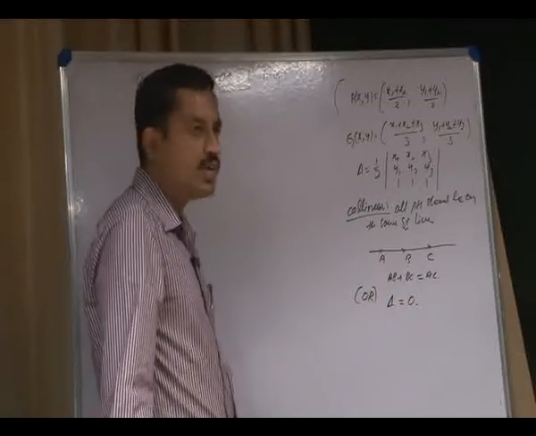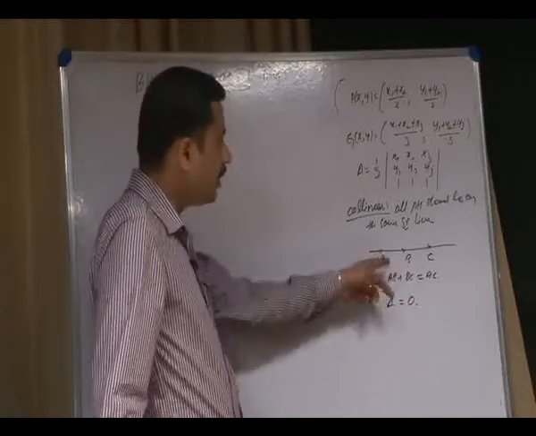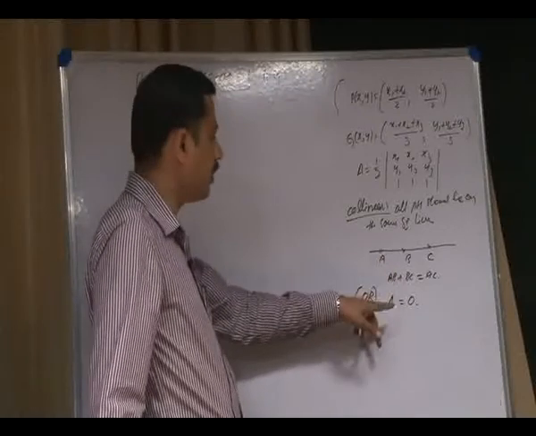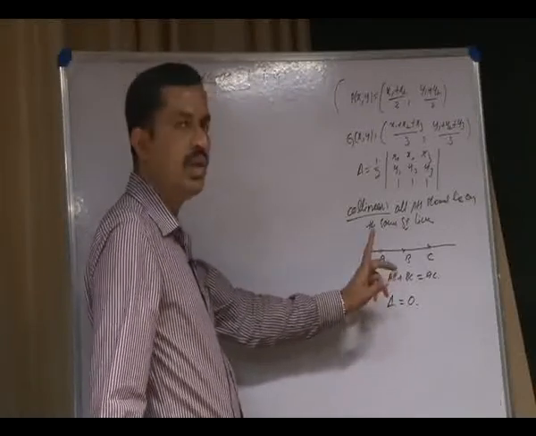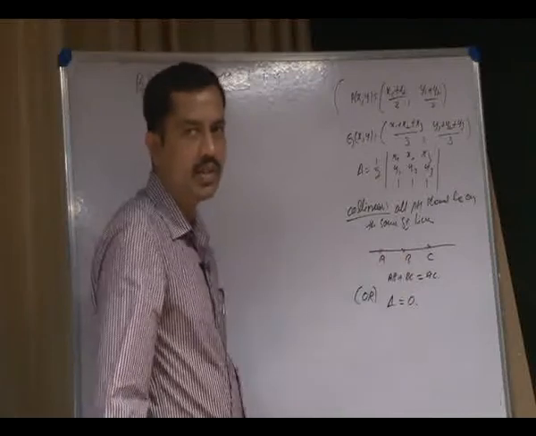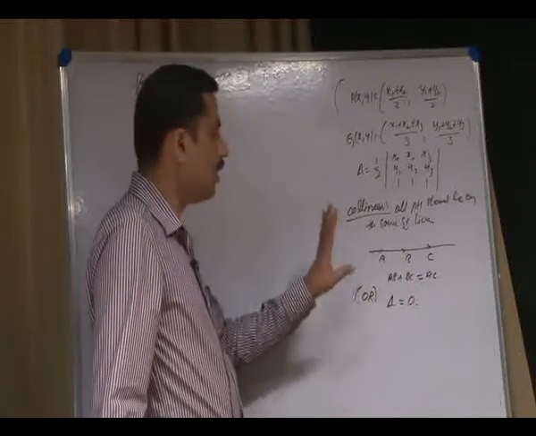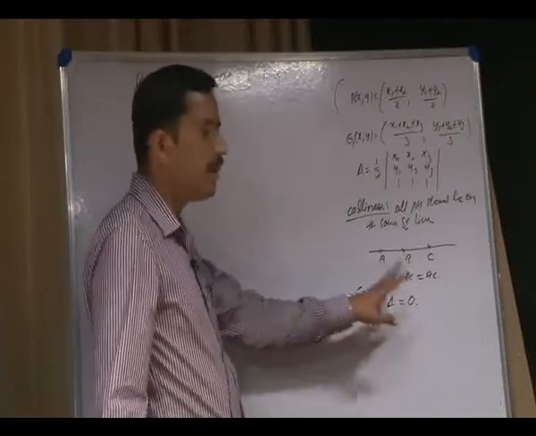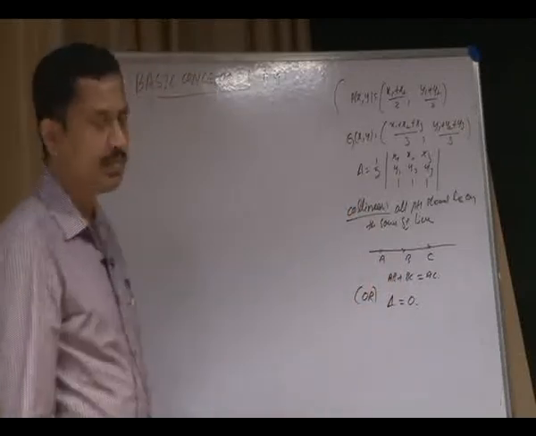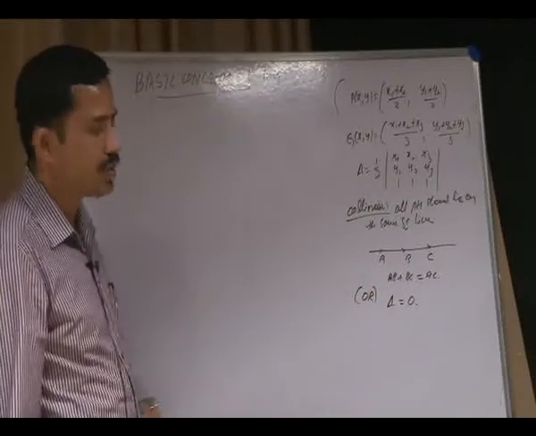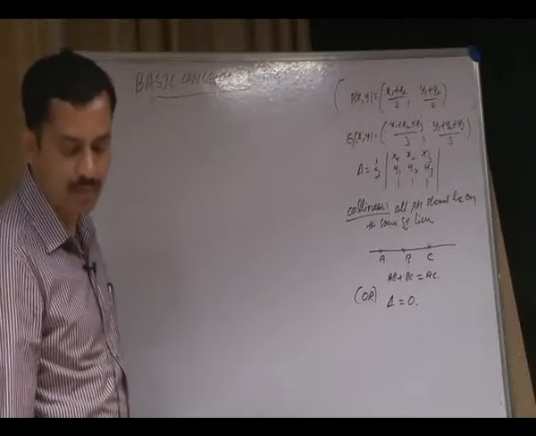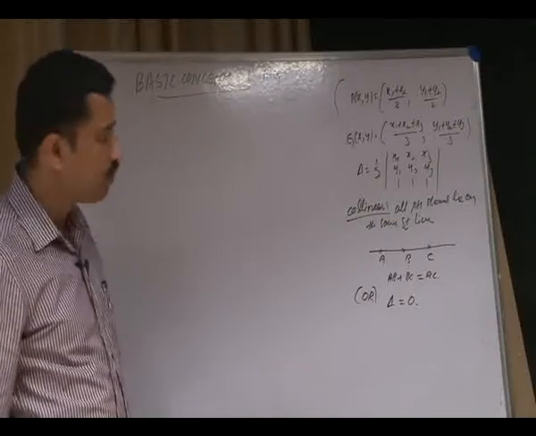So, to prove the points are collinear, you can prove using either of these two conditions. First one, using the distance formula, if you prove AB plus BC is equal to AC, then the points are collinear. Our second method is, if you show the area of the triangle is equal to 0, that also proves that the points are collinear. So, on this, I will take an example.